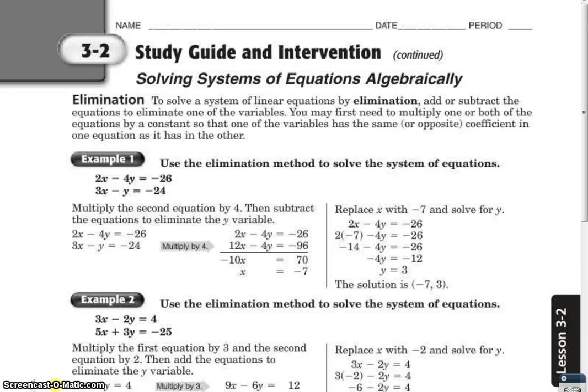Today we're going to be talking about solving systems of equations using elimination. So I've already shown you guys how to solve by graphing and substitution. So now we're going to use elimination. So here I want you to highlight the definition.